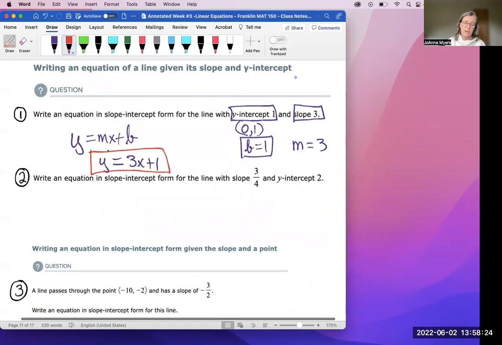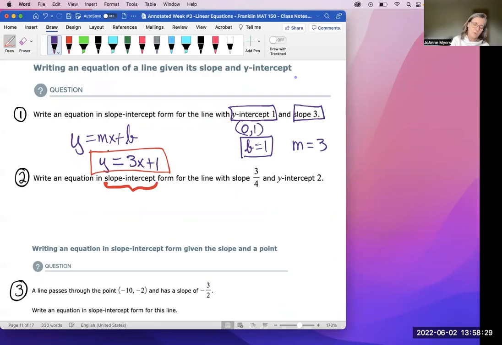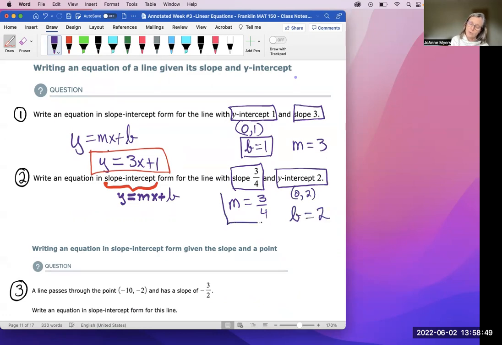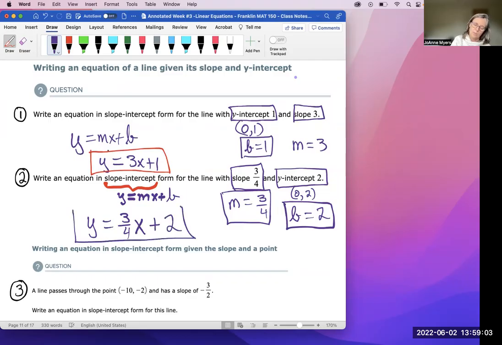Number 2, write an equation of the line in slope-intercept form. Okay, slope-intercept form means they want to see it as y equals mx plus b. Slope, this tells us m is 3/4. Y-intercept means the point that has address (0, 2). And so there we go. All of our pieces of information, final answer: y equals the steepness of our line, 3/4, times the x value plus the b value.